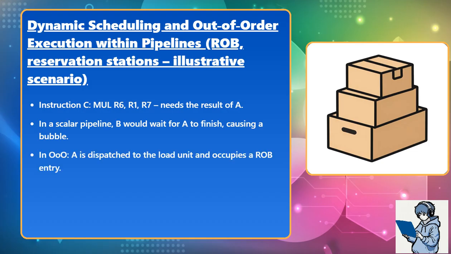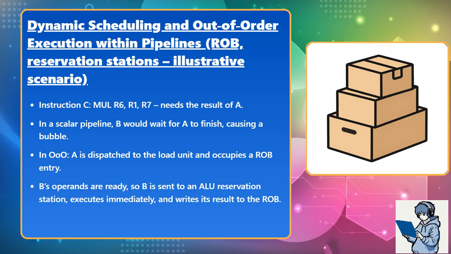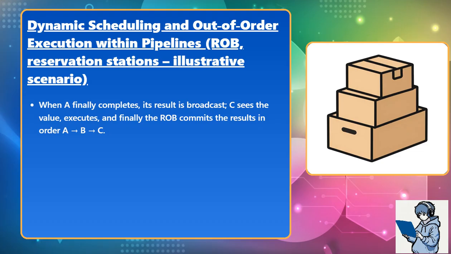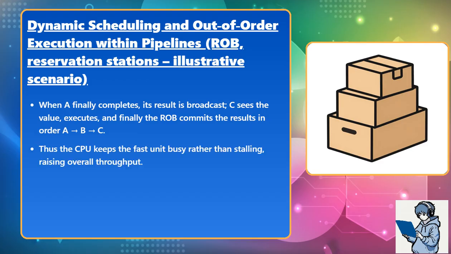In out-of-order execution, A is dispatched to the load unit and occupies a reorder buffer entry. B's operands are ready, so B is sent to an ALU reservation station, executes immediately, and writes its result to the reorder buffer. C cannot execute until A's load finishes, so it stays in the reservation station. When A finally completes, its result is broadcast. C sees the value, executes, and finally the reorder buffer commits the results in order A, B, C. Thus the CPU keeps the fast unit busy rather than stalling, raising overall throughput.